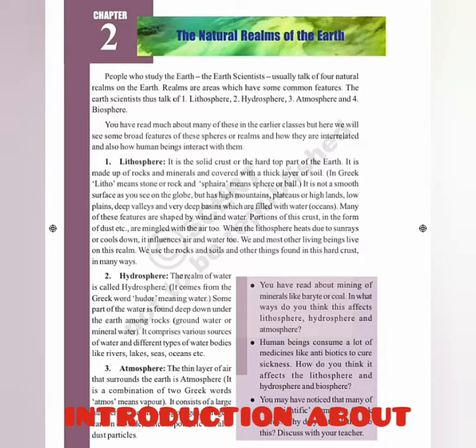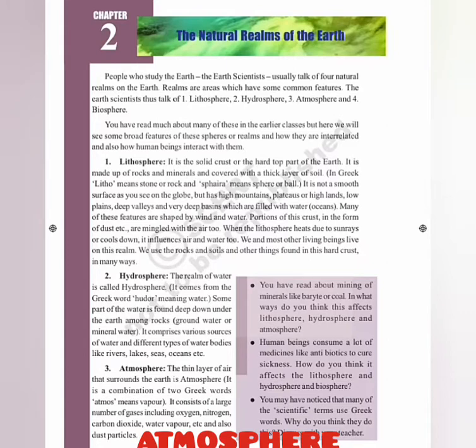Atmosphere. The thin layer of air that surrounds the earth is called atmosphere. The word atmos means vapor in the Greek language. Atmosphere consists of a large number of gases. They are oxygen, nitrogen, carbon dioxide, water vapor and dust particles. These are all the gases included in the atmosphere.